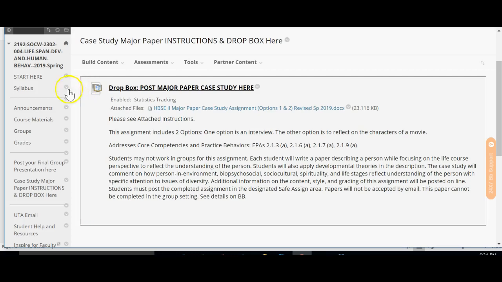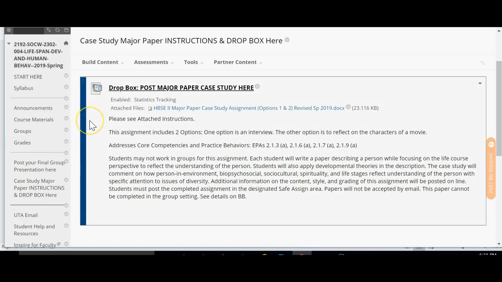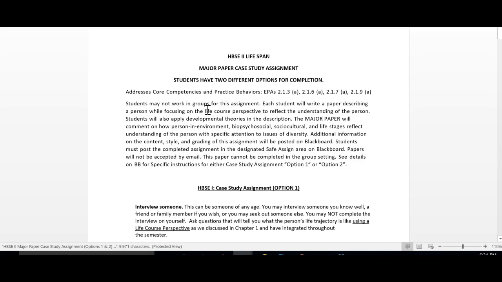I've clicked in the area over here to the left with the instructions, but you can also find it in course materials on the week where it is due, which you can find in your syllabus. So I'm going to click here because that is an attachment that has more information that is going to be helpful to you. So this is the major paper case study assignment.